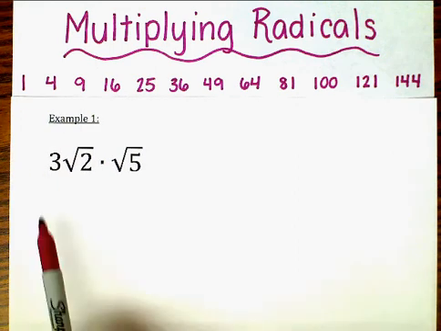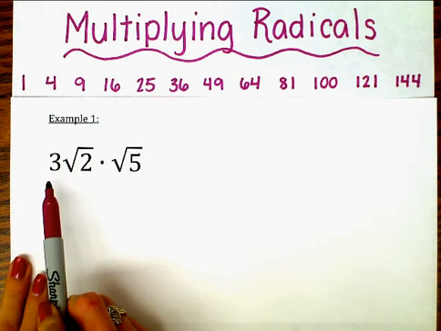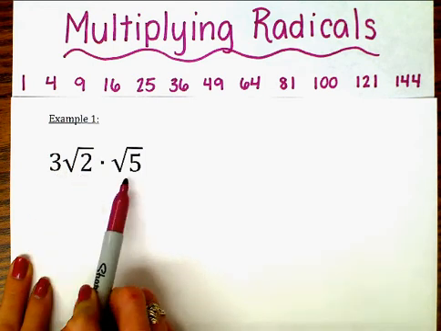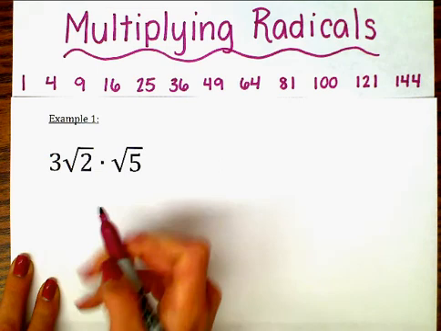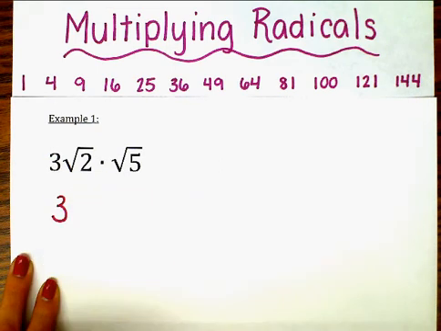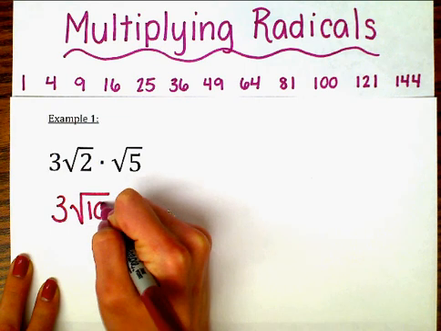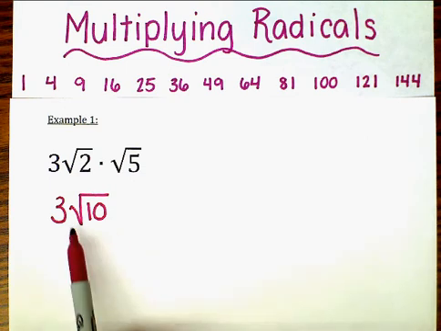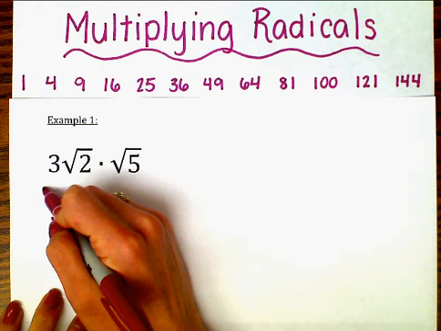Example 1, 3 radical 2 times radical 5. Now, the way we multiply them is we look at the numbers outside of the radicals and multiply those together, and then we look at the numbers inside of the radicals and multiply those together. So we have 3 times 1, which just gives us 3, and then we have radical 2 times radical 5, which just gives us radical 10. Now it's very important to always ask yourself whether or not the number inside of the radical can be simplified. In this case, radical 10 cannot be simplified because there is no other perfect square that goes into it evenly. So we have our answer right here.